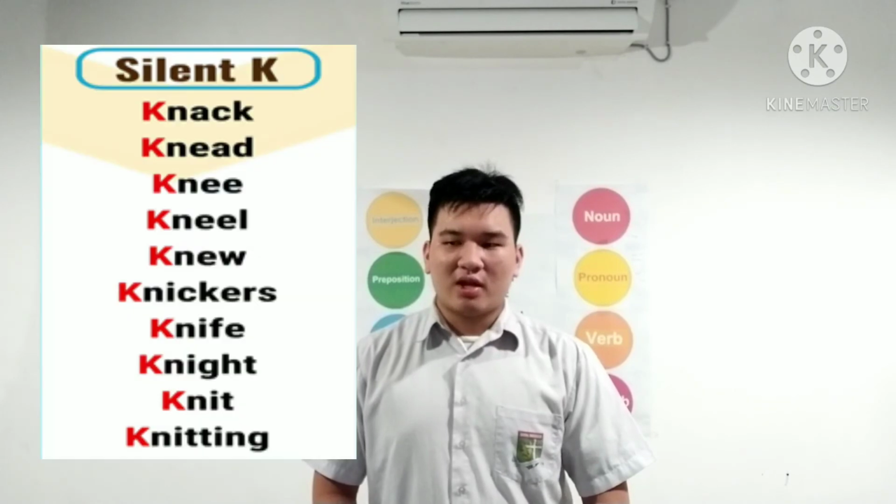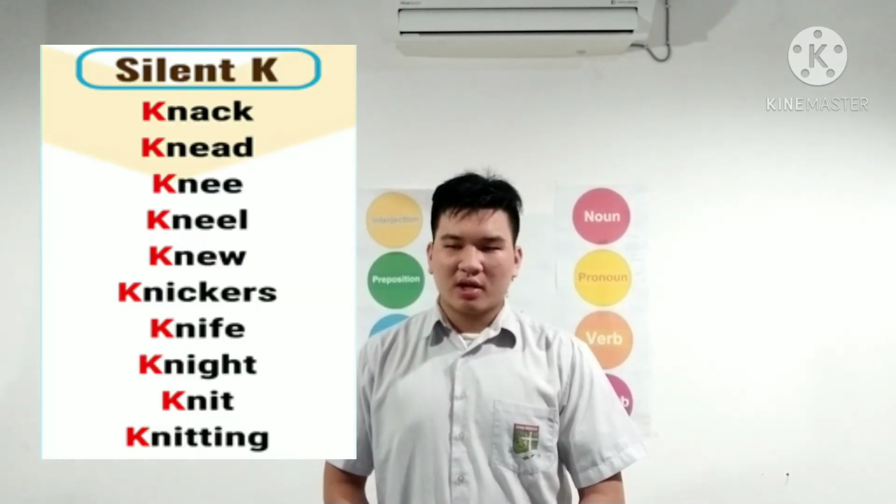For the eighth letter, the silent letter starts with K. The silent letter K only has one rule, that the letter K is always silent when it precedes the letter N in a word, like know, knock, knife, night, and knowledge. Here are the examples for the silent letter K.